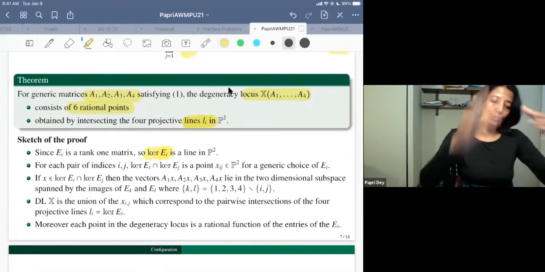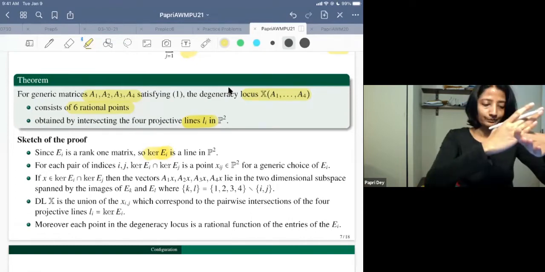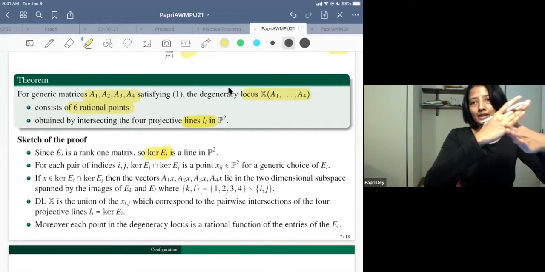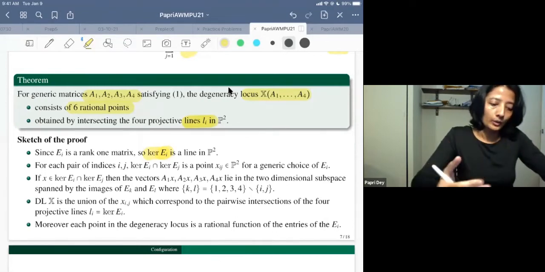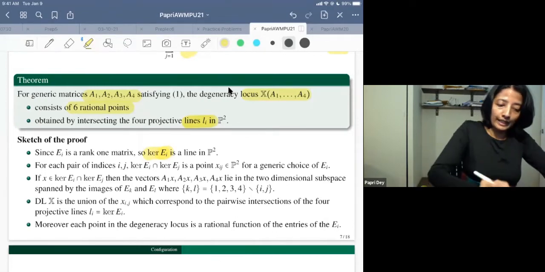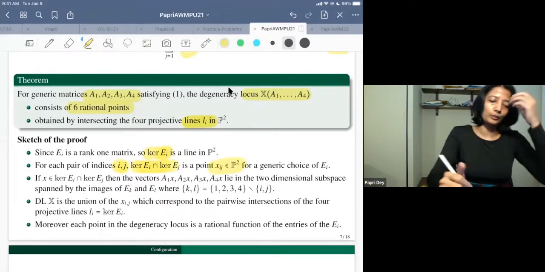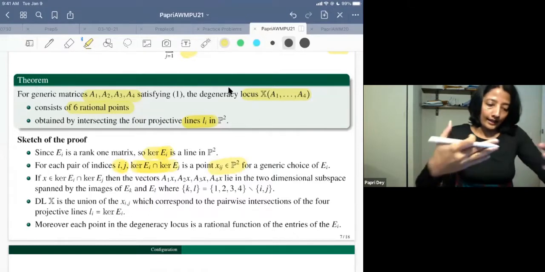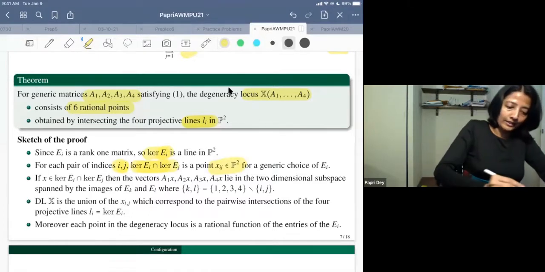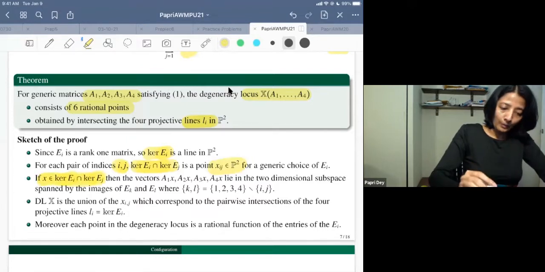So what I was saying, if we intersect 2 lines, then generically we can expect to get a point. So for any pair ij, if we take the intersection of the kernel of Ei with the kernel of Ej, we can expect generically to get a point in P2. And these common points have a very specific structure.